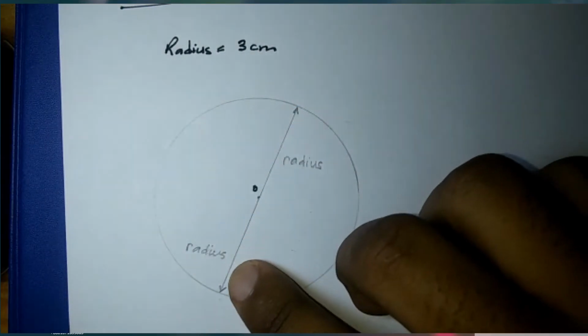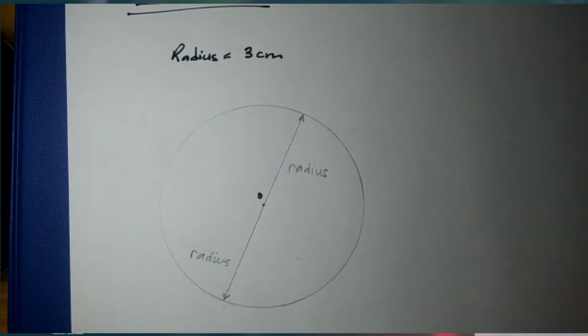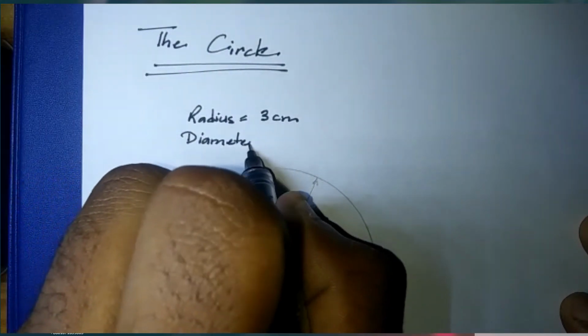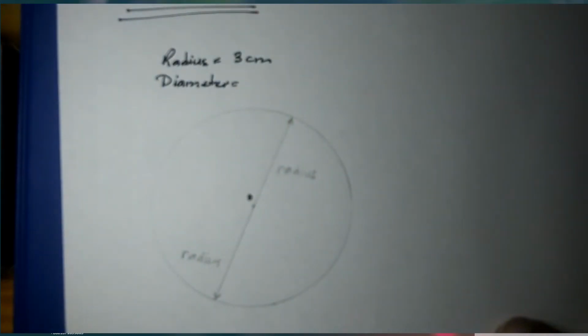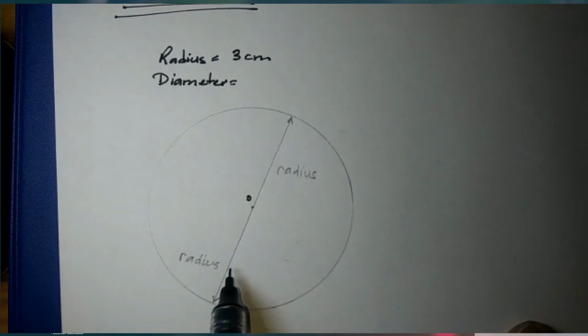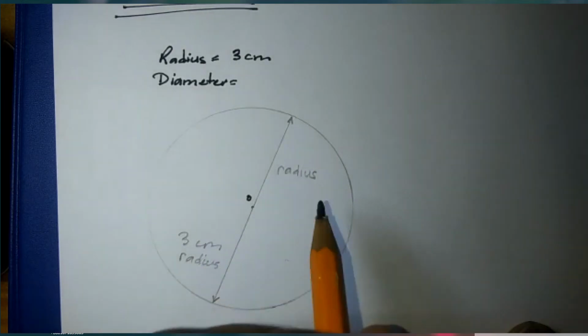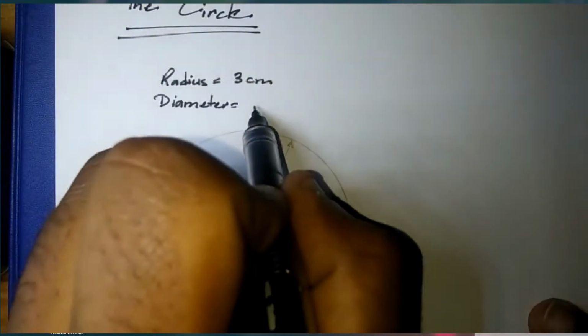So the two radii together that form a straight line that divides the circle in half is called the diameter. And notice that the diameter passes right through the center of the circle. Now think about it. How long do you think the diameter is? Well, if this part is 3 centimeters and this part is 3 centimeters, then if I put 3 centimeters and 3 centimeters together, I will end up with 6 centimeters.